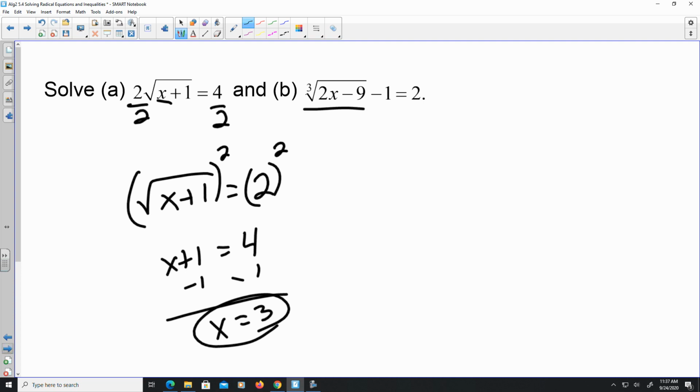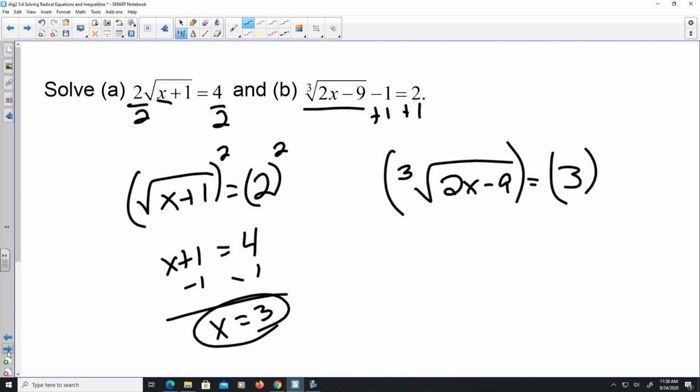If I look at example B here, I have cube root of 2x minus 9, minus 1 is equal to 2. Because this minus 1 is on the outside of the radical, I can isolate that first. So now I've got the cube root of 2x minus 9 is equal to 3. Then, because it's a third root, I'm going to raise it to the third power, which will then cancel. So now I've got 2x minus 9 is equal to 3 cubed, which is 27.